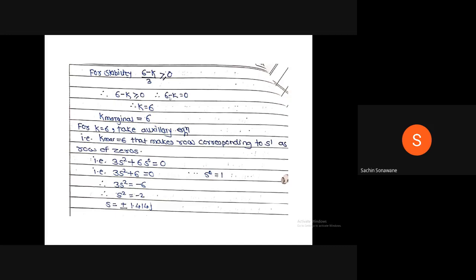Take the auxiliary equation, that is k marginal is equal to 6. That makes the row corresponding to s raised to 1 a row of zeros. Therefore 3s square plus 6, s raised to 0, is equal to 0. We have to substitute the value of k. Therefore 3s square plus 6 is equal to 0. Therefore 3s square is equal to minus 6. Therefore s square is equal to minus 2. Therefore s is equal to plus minus 1.414j.